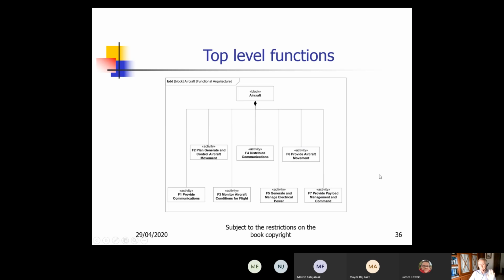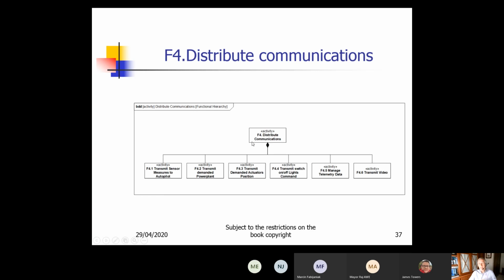For each function, we have developed its own tree. Here we have the tree for F4, distribute communications. This function has 6 children: transmit sensor measures, transmit demanded power plant, transmit demanded actuator's position, transmit switch on-off lights, manage telemetry data, and transmit video.